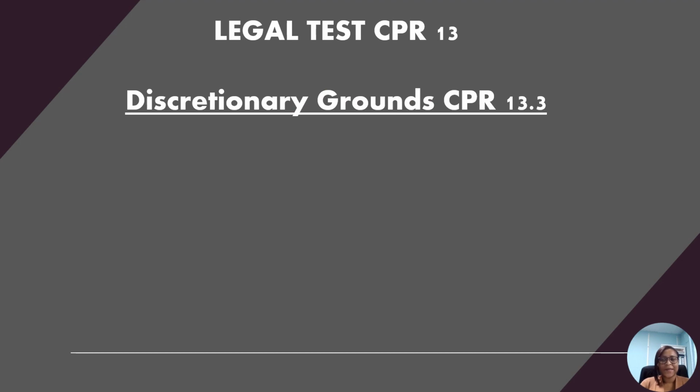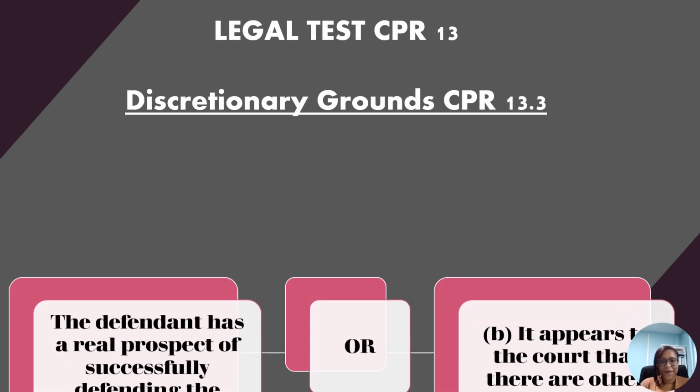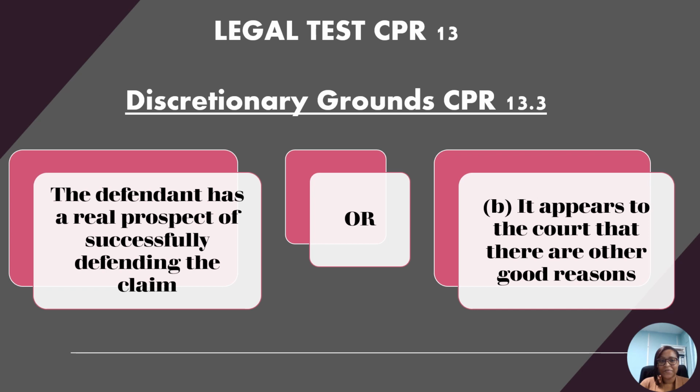Where a default judgment has been entered against a defendant, the defendant has the right to apply to the court to set aside the default judgment. The court has a discretion under Civil Procedure Rule Part 13.3 whether or not to set aside the default judgment, if the court is satisfied that the defendant has a real prospect of successfully defending the claim, or it appears to the court that there are other good reasons to set aside the default judgment.